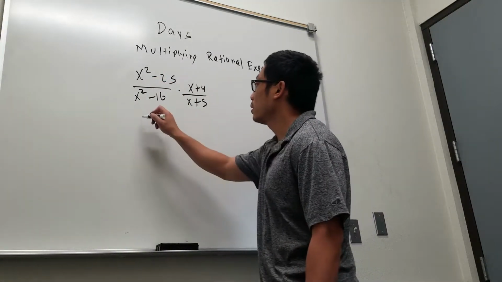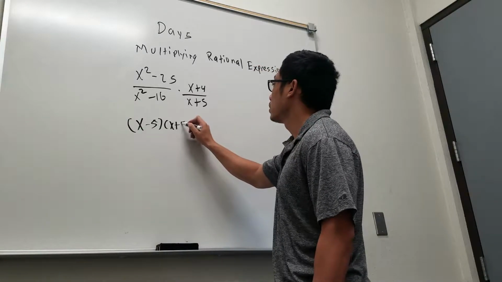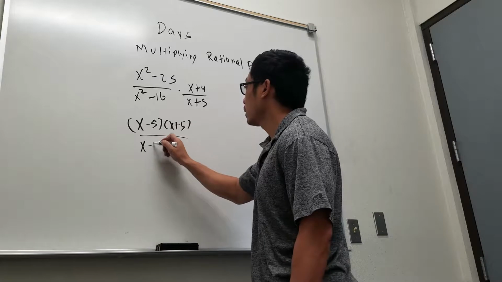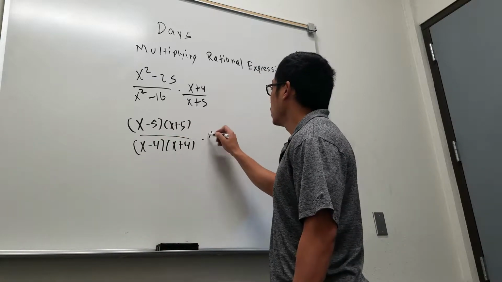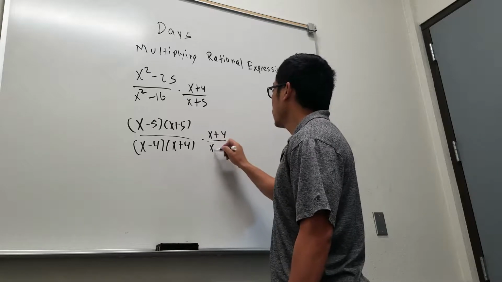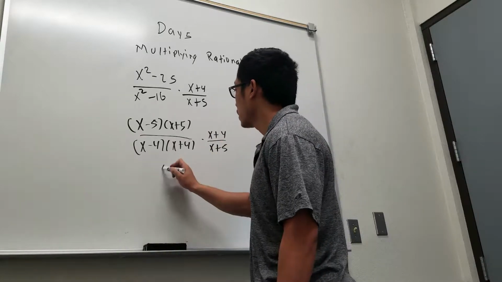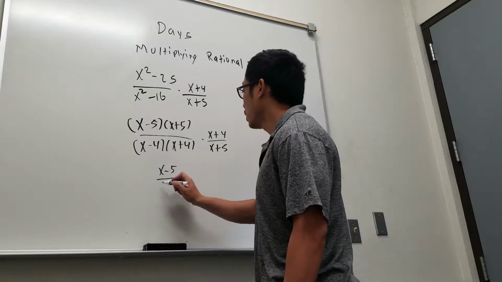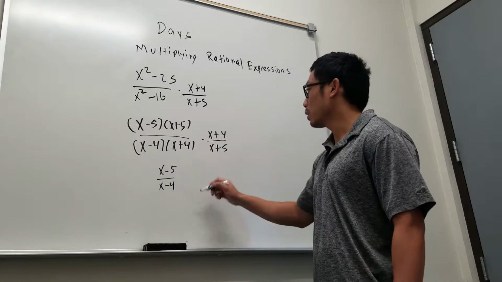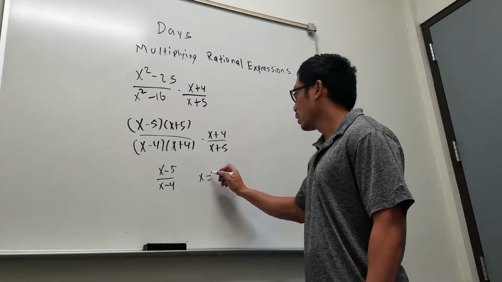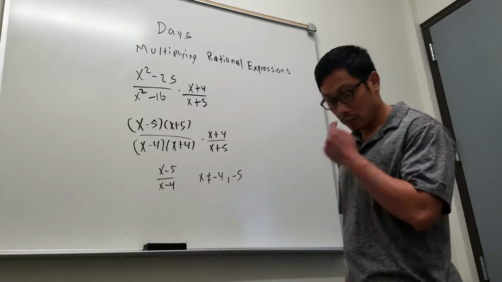Okay, so we factor: x minus 5, x plus 5. This one's also a difference of two squares: x minus 4, x plus 4. This is x plus 4, x plus 5. Cancel the x plus 5, cancel the x plus 4. You have x minus 5 left, and x minus 4. Right, so be careful. We took out x plus 4.